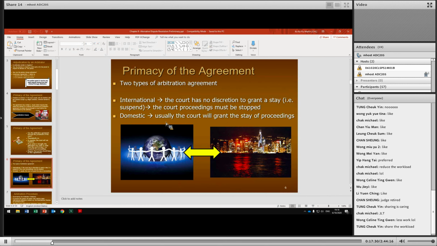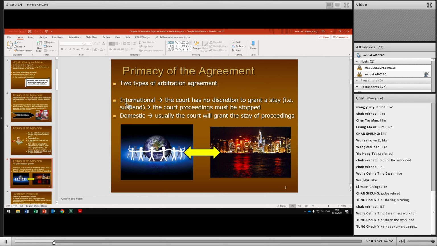And so we have two different types of arbitration agreement: international and also domestic. For international, it's between companies in two different countries. For example, if there's a contract between a Japanese company and a German company, they may choose Hong Kong to be the venue of the arbitration. Because Hong Kong is neutral, we will not have any bias towards the Japanese company or towards the German company. So we are supposed to be neutral. We can be relied upon by the two companies in different countries. And also we have domestic arbitration. Domestic arbitration means both parties are in Hong Kong.